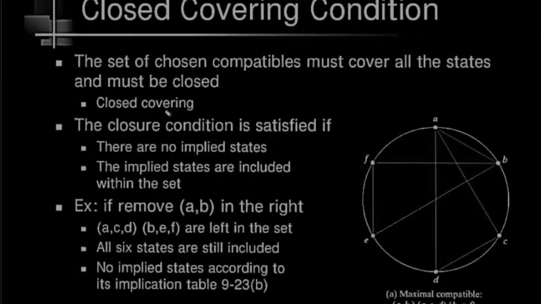It has to satisfy the closed covering condition for merging the rows. If I remove AB from the maximal compatible, it will be left with ACD and BEF. We can see that all the states from the original table are covered and that there are no implied states for AC, AD, CD, BE, BF, EF, as you can see from the implication table. So the minimal compatible set will be ACD, BEF.